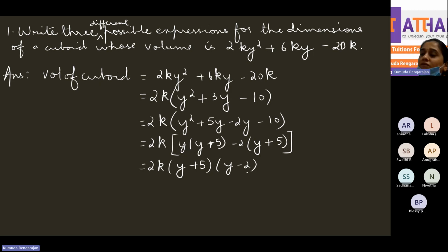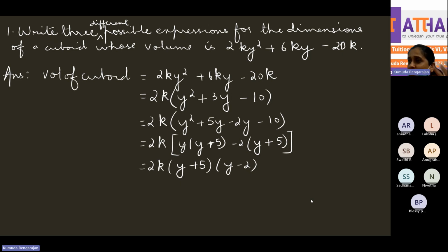So see, like we factorized 30, 2 into 3 into 5. What was 30 there? Volume. And we factorized the volume, right? 30, 2 into 3 into 5. So like that here, the volume is this expression. We have factorized the expression. What is it? It's 2k into y plus 5 into y minus 2.